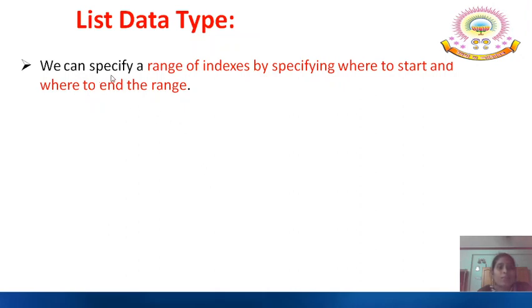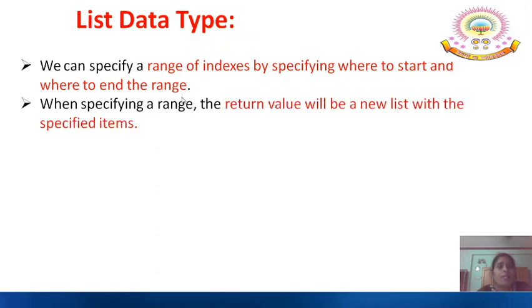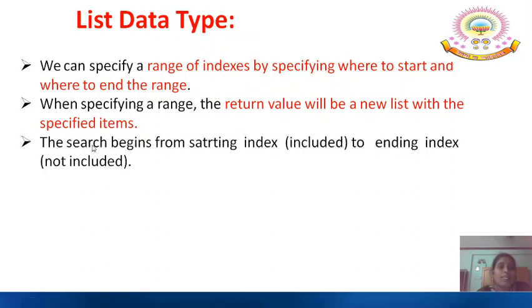We can specify a range of indexes by specifying where to start and where to end in the range. When you are specifying a range, the return value will be another list with the specified items. The search begins from the starting index which you have specified, including the starting index, and the ending index will be excluded.